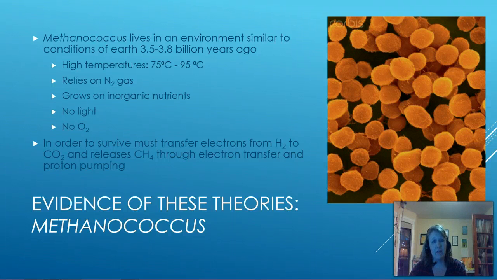And in order to survive, they use an electron transport chain where they transfer electrons from hydrogen to CO2 and release methane gas. And this is all occurring through proton pumping. And so this gives us a sense of what these primitive electron transport chains and chemiosmosis pumps and the ATP synthase would have looked like in an environment that didn't have oxygen and didn't have all the readily available nutrients we've talked about. And so it's really important that you understand that Methanococcus is one of those bridges to the past that we use to help us understand the evolution of these processes.